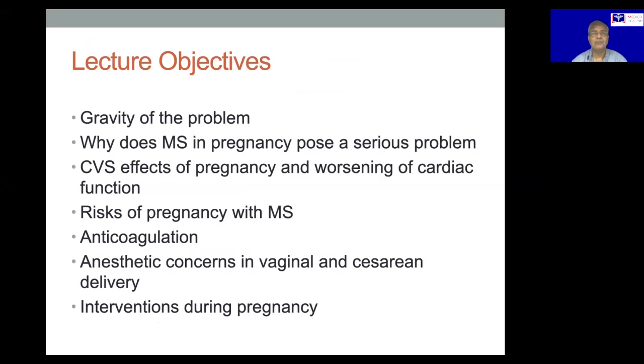What are the lecture objectives? We have to understand the gravity of the problem. We have to understand why mitral stenosis in pregnancy poses a serious problem, and the serious effects of pregnancy and the worsening of cardiac function in pregnancy due to mitral stenosis. We should know about the risk of pregnancy in patients with mitral stenosis, the aspects of anticoagulation to be used, anesthetic concerns in vaginal and cesarean delivery, and lastly, what all interventions are possible during pregnancy for mitral stenosis.